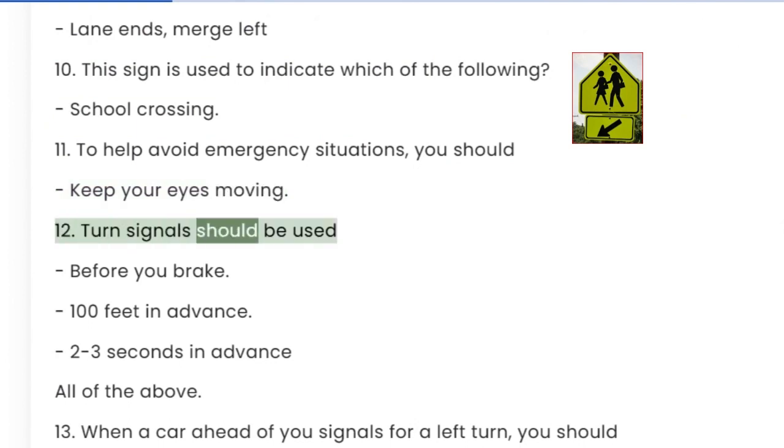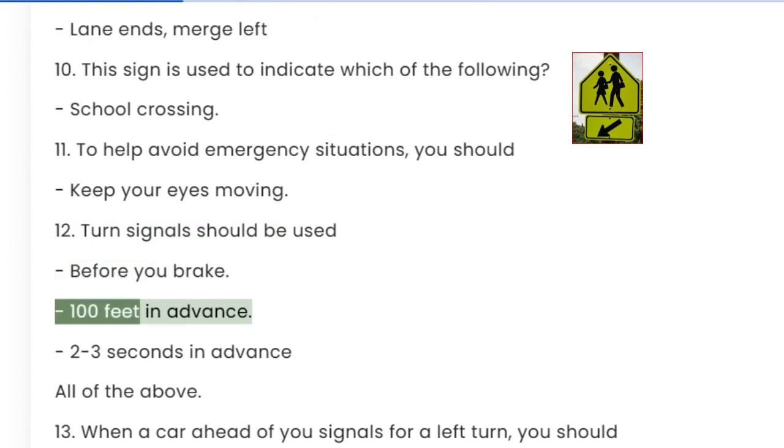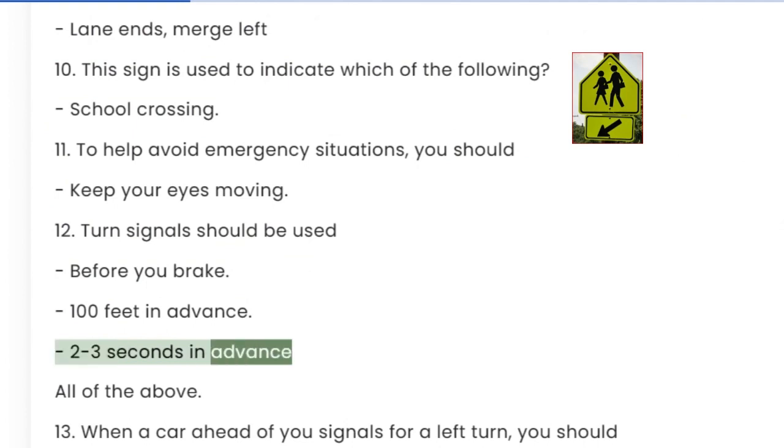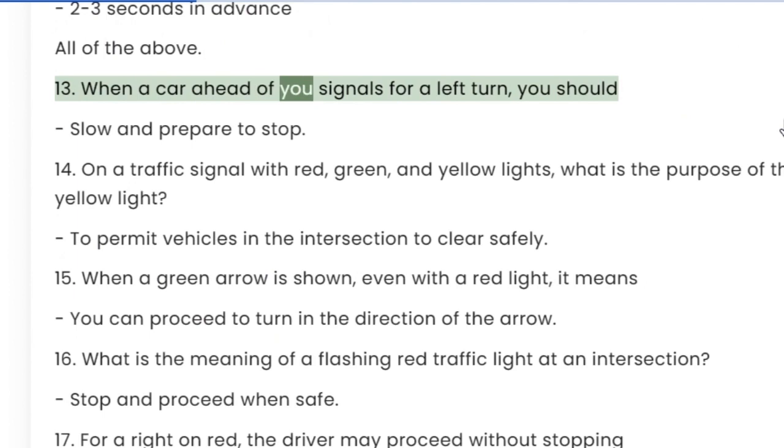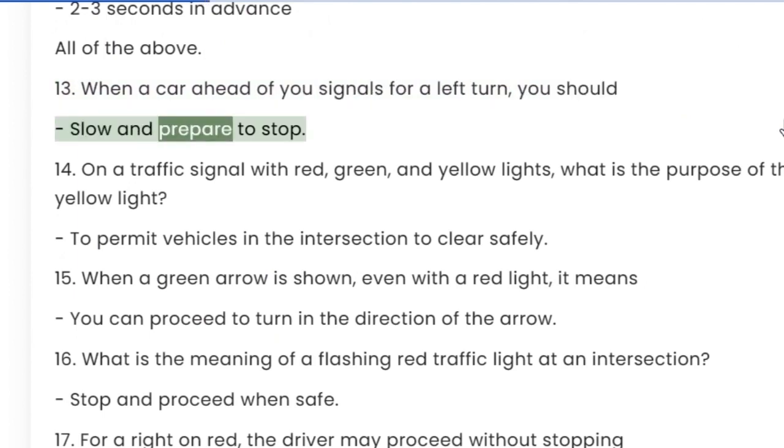11. To help avoid emergency situations, you should keep your eyes moving. 12. Turn signals should be used before you brake: 100 feet in advance, 2 to 3 seconds in advance. All of the above. 13. When a car ahead of you signals for a left turn, you should slow and prepare to stop.